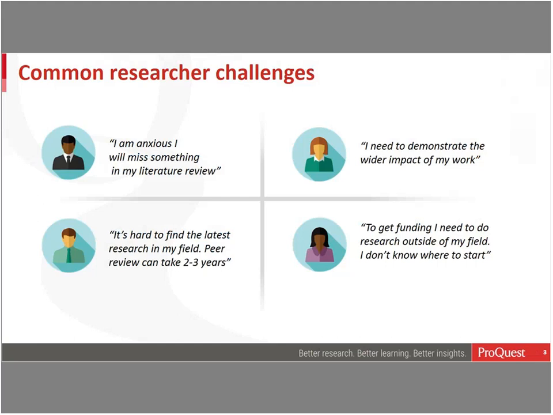The peer review process can take 2 or 3 years. So if you're a researcher in a really cutting-edge field where things are moving really quickly, maybe 2 or 3 years is too long to wait to find out the latest research. Also, we hear things about demonstrating the wider impact of their work, and also the challenges of knowing where to start when having to research outside the normal field and outside of their comfort zone.